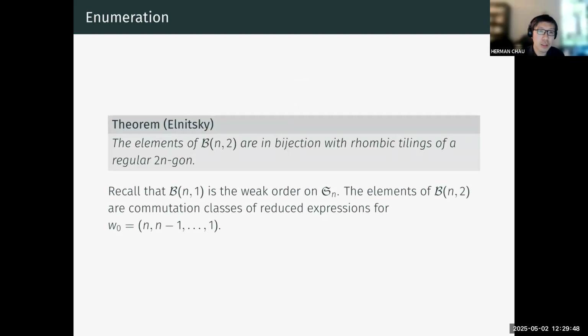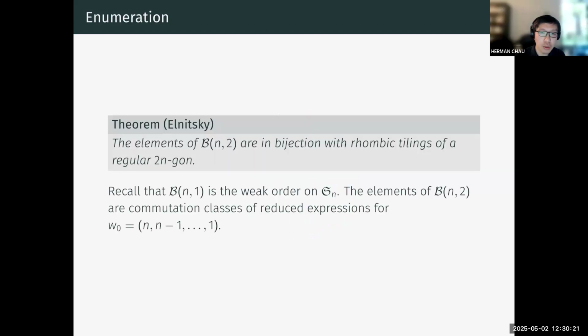To prove this divisibility property, one key ingredient is this bijection with rhombic tilings. In Elnitsky's thesis, he shows that the elements of Bn2 are specifically in bijection with rhombic tilings of a regular 2n-gon. And I just wanted to remind us that Bn1 is a weak order, but Bn2 elements are the commutation classes of reduced expressions for the longest permutation W0.